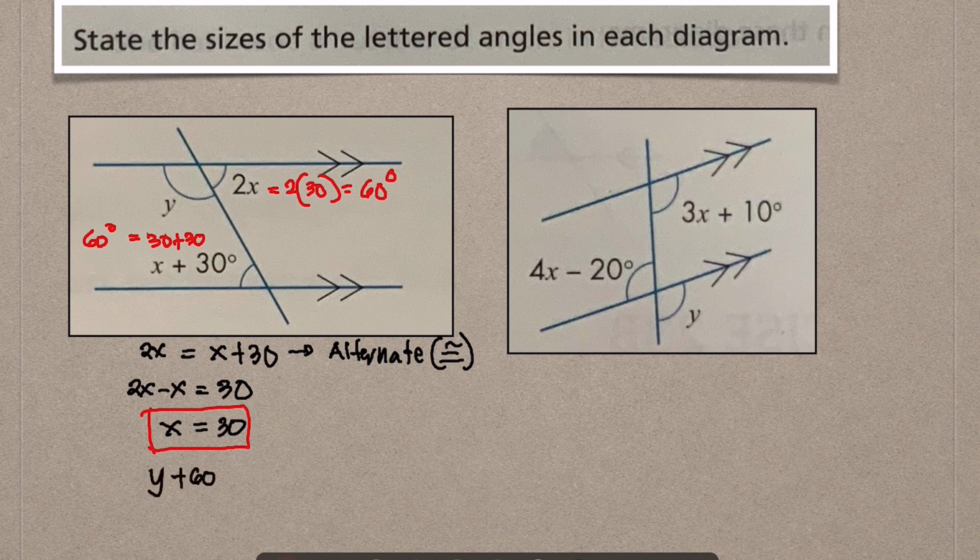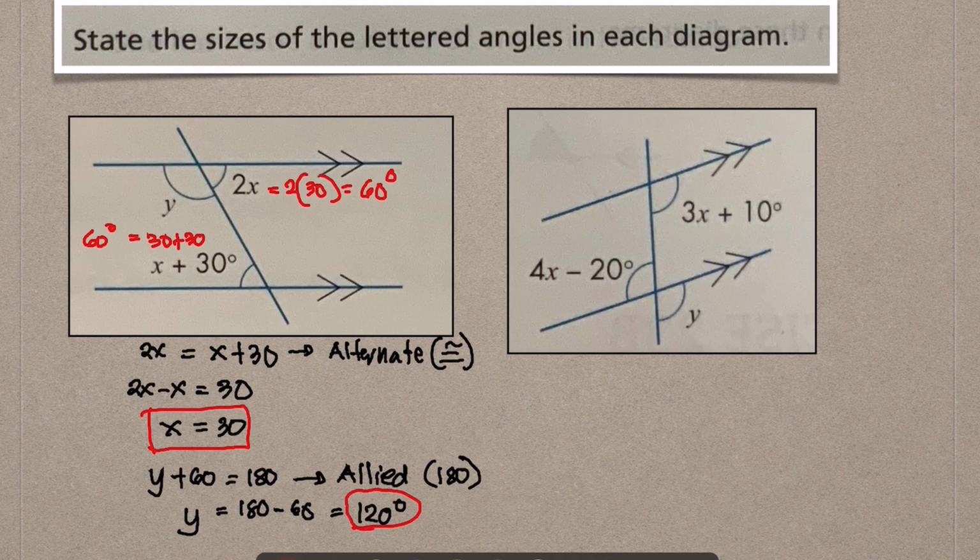Okay, so we just do this. y plus 60 is equal to 180. Why? Because see the relationship, they are adjacent angles with 60 degrees. Or y and 60 on the other side can be considered as supplementary, or a straight line, so therefore 180. So 180 minus 60 is equal to 120 degrees. So y there is equal to 120 degrees.